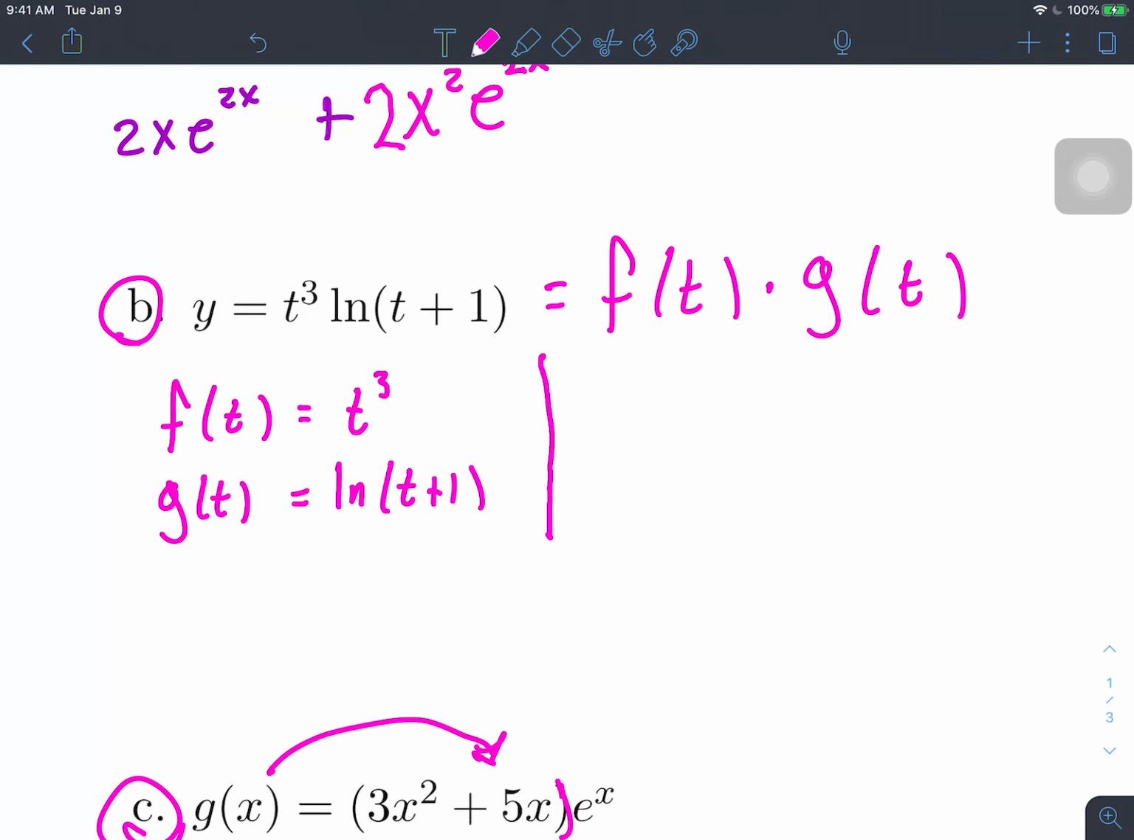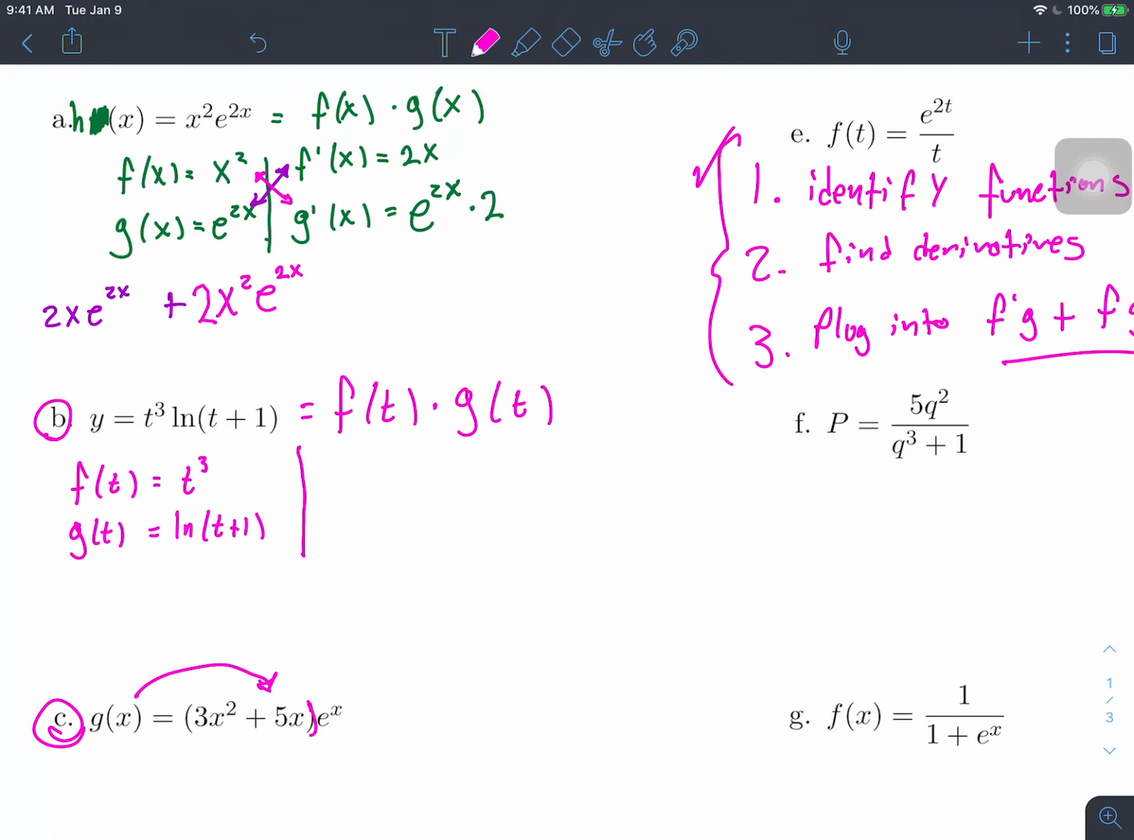All right, so the next step. We're moving on to step 2 now. We did step 1, and now we're going to do step 2. We're going to find the derivatives of these functions. So f prime of t, I won't bore you, should be 3t squared due to the power rule. And what about g prime of t? What do we think for that one? Ellie? Yeah, 1 over t plus 1. This comes from the chain rule.